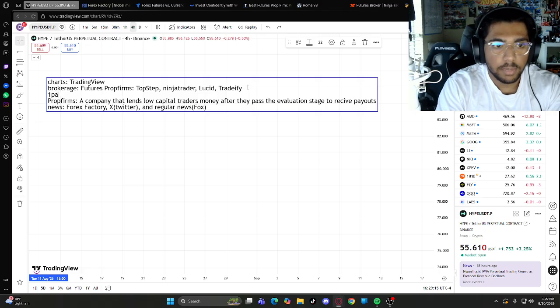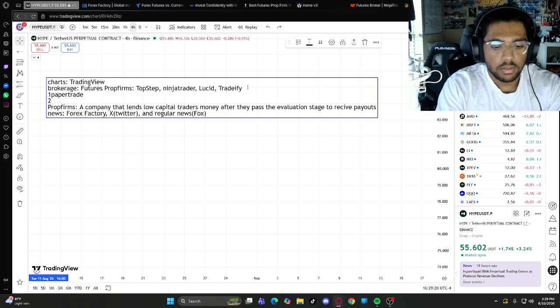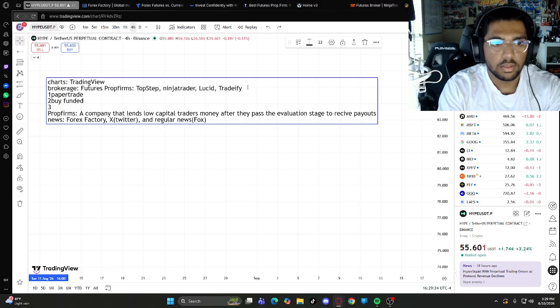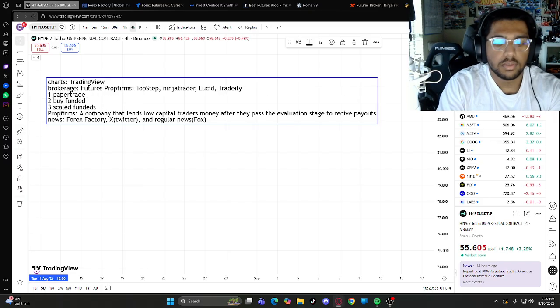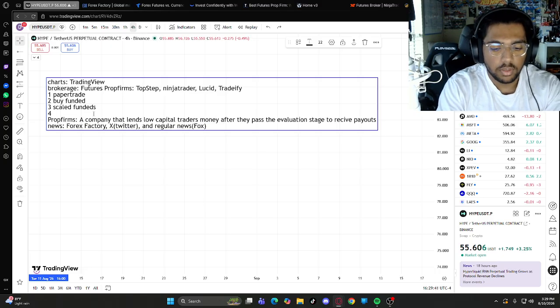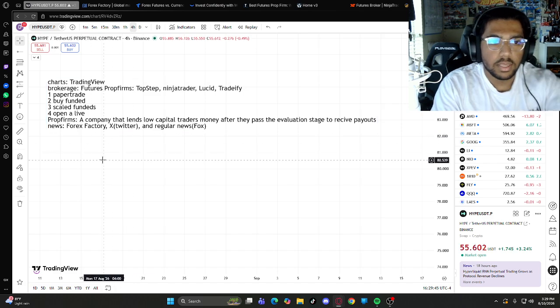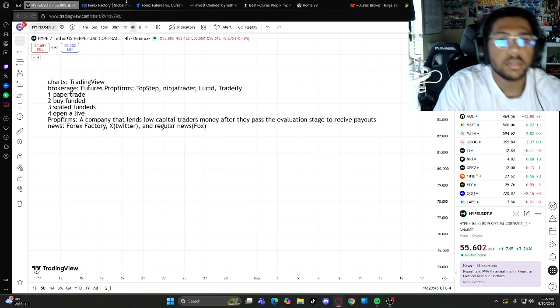One, paper trade. Two, buy funded. Three, scale funded. Funded because you're gonna buy multiple. You're gonna buy one and then go to two, and then two to three, then three to five, then 5 to 10, 15, 20, etc. And four, finally, open a live. That's your brokerage step-by-step plan.